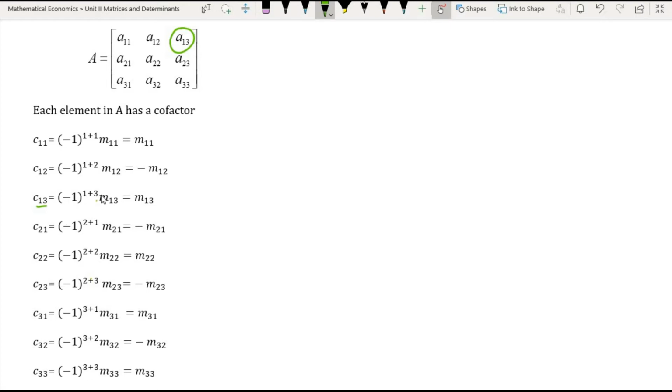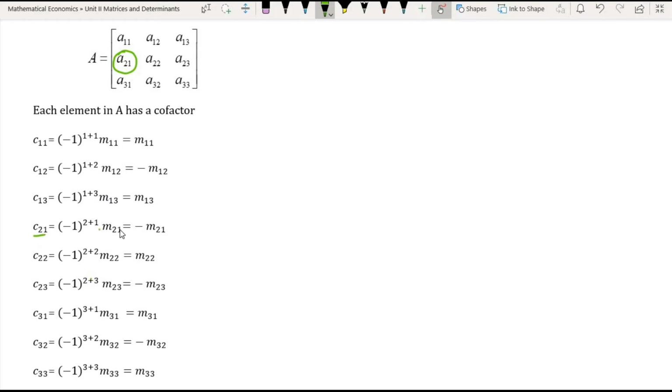Next, the cofactor of the element A13, denoted by C13, is equal to -1 to the power 1 plus 3 times the minor of the element A13. The element A13 is present in the first row and third column. Since its sum is equal to an even number, therefore the cofactor of the element A13 is equal to its minor M13.